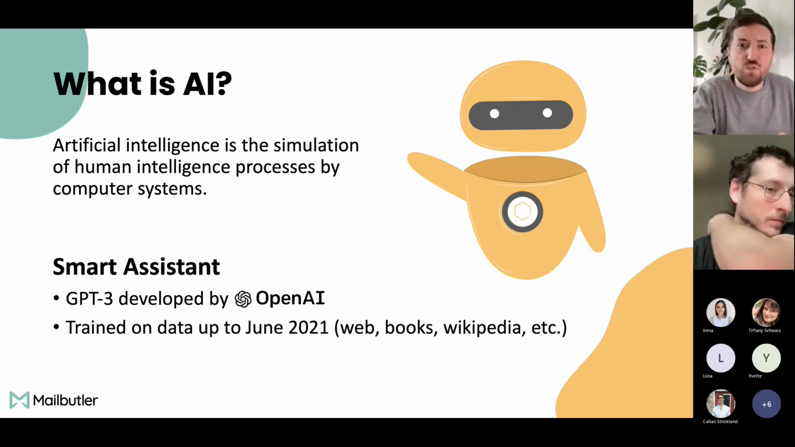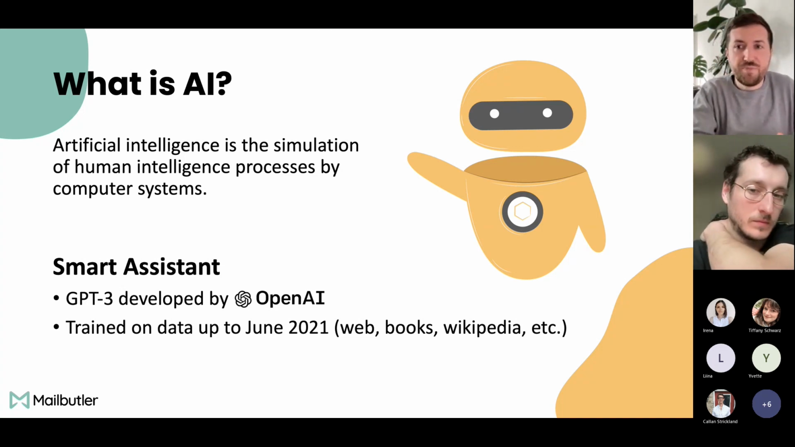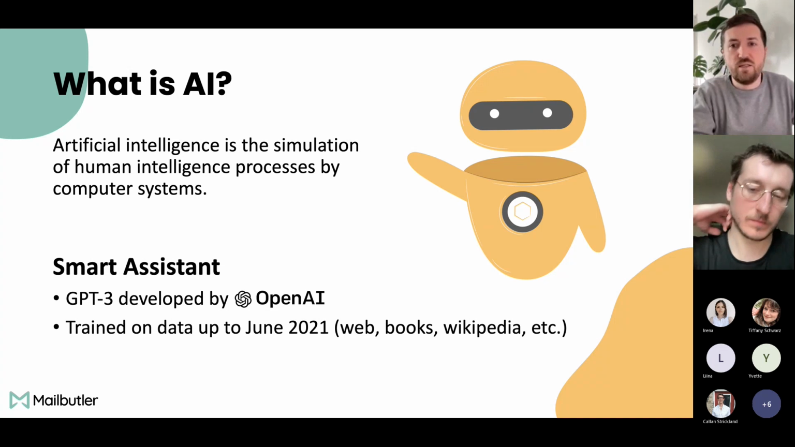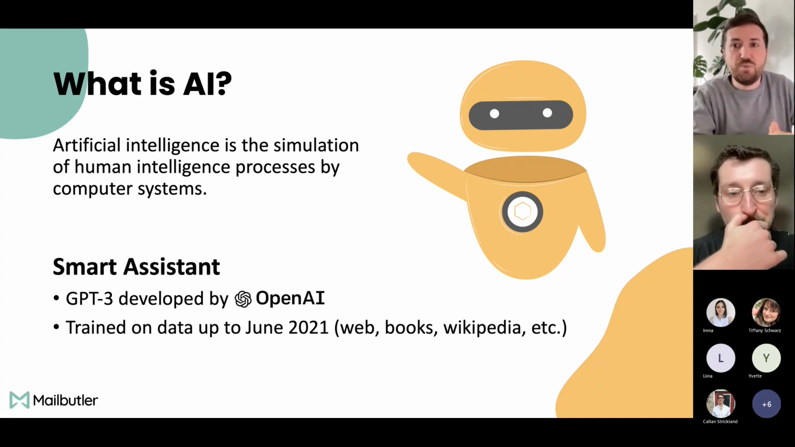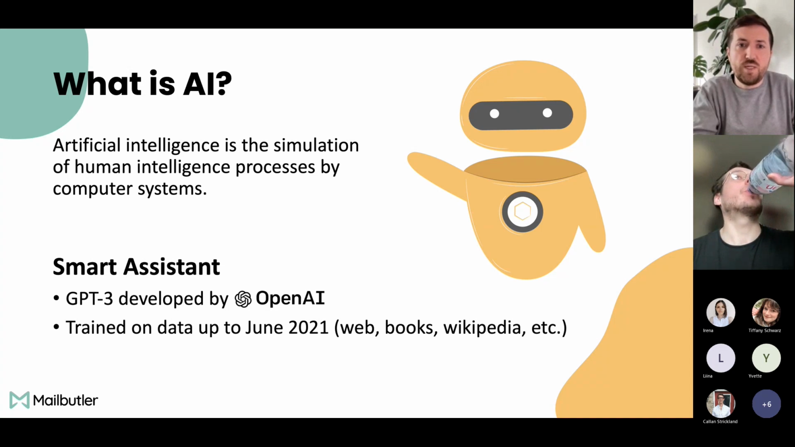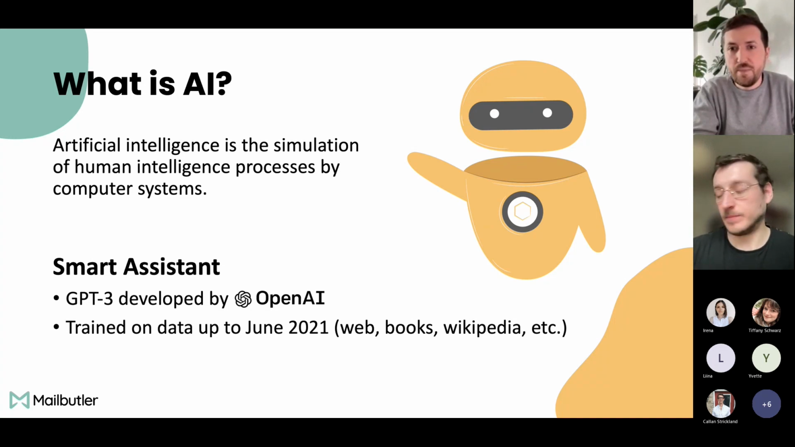The AI we are using is called GPT-3, and it has been trained on a large data set of text, which includes everything from news articles, books, scientific papers, Wikipedia, and many other sources of text. And it's important to note that the AI we're using only knows information which was available until June 2021. But of course, the AI is still learning, so it will evolve over time.